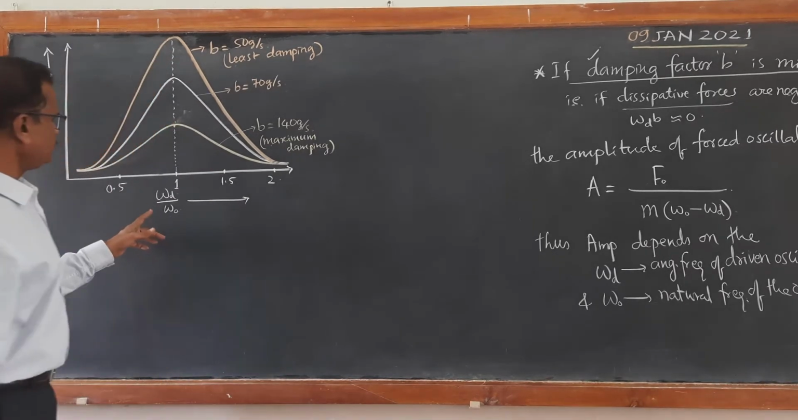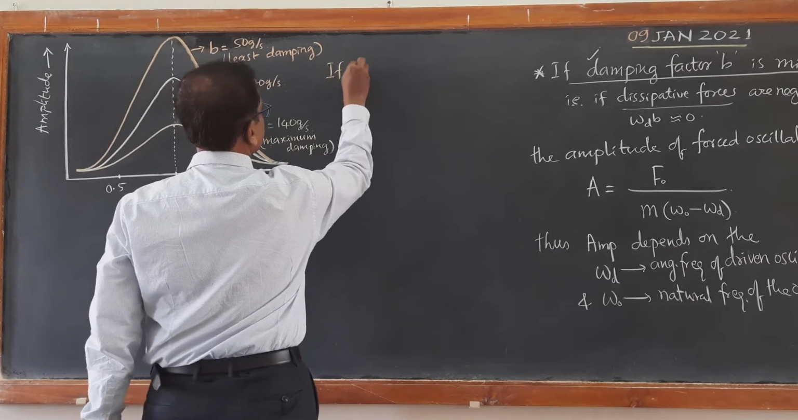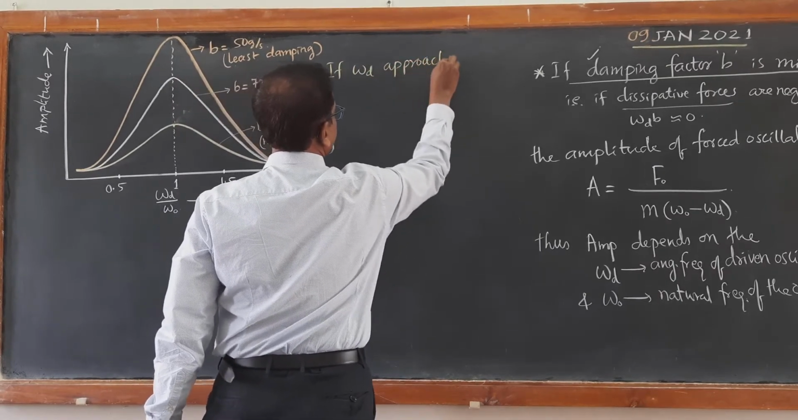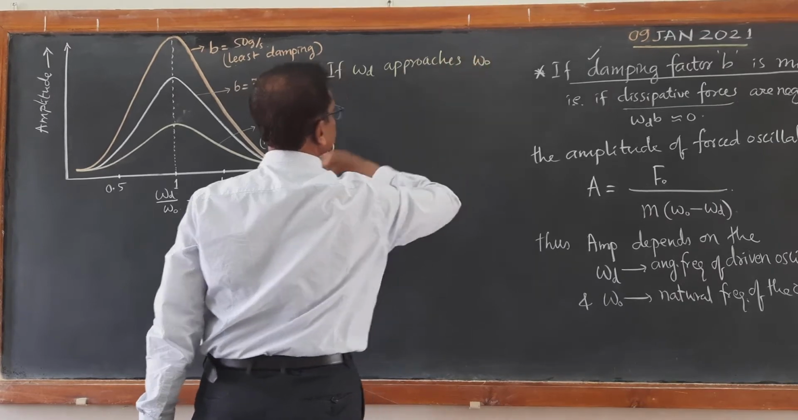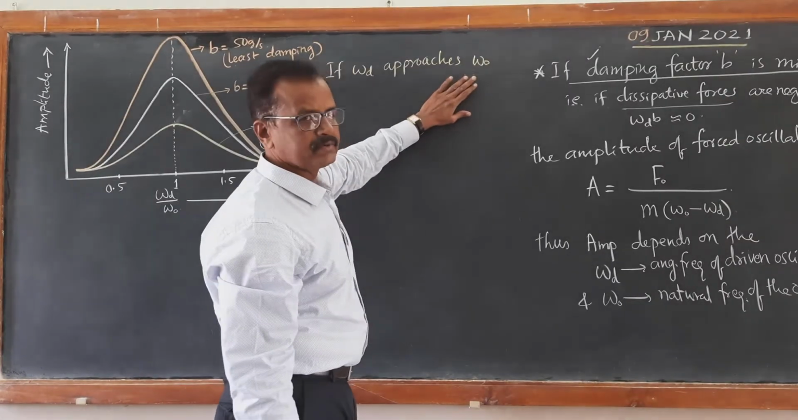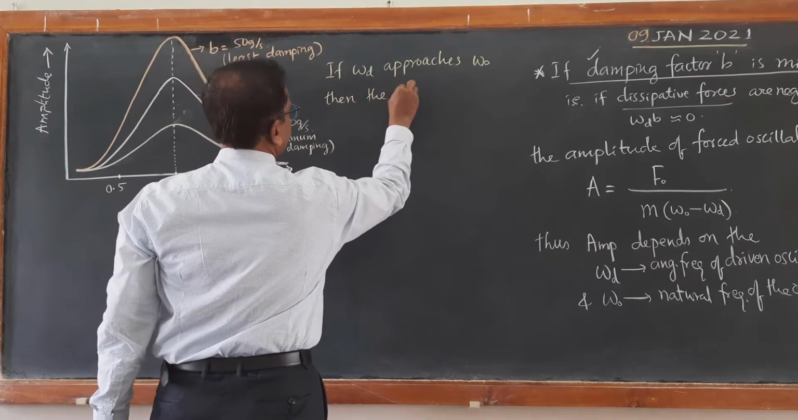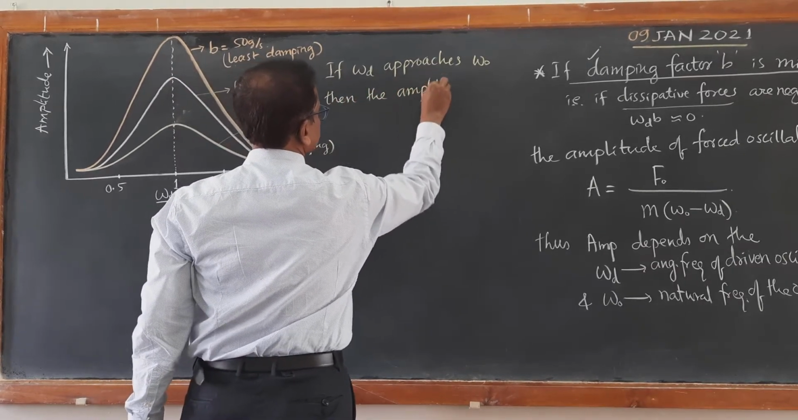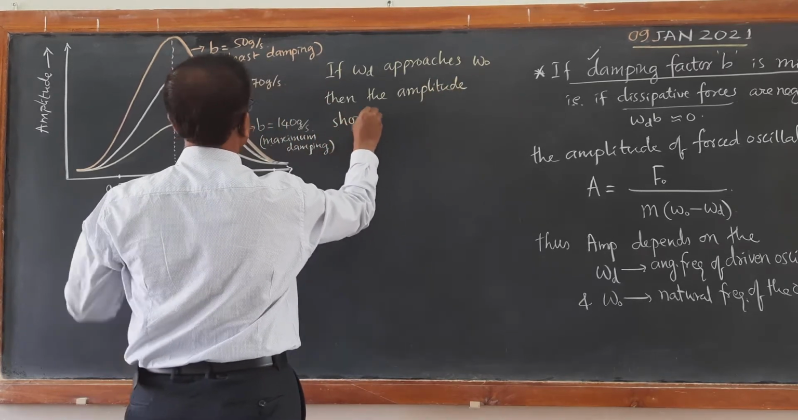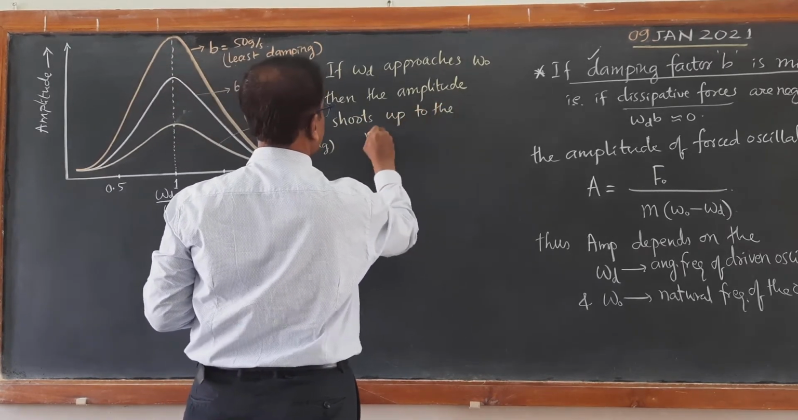This happens when omega d is approaching omega naught. So I can write, if omega d approaches omega naught, that is the natural frequency, if the driving frequency of the force approaches the natural frequency of the oscillator, then the amplitude shoots up. You can see the amplitude shoots up to the maximum value.